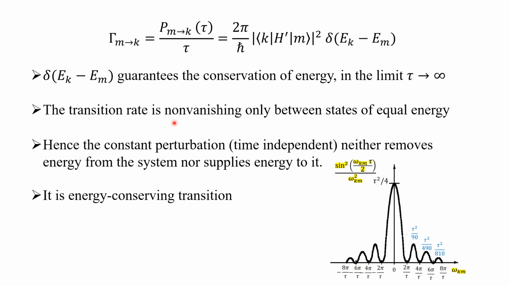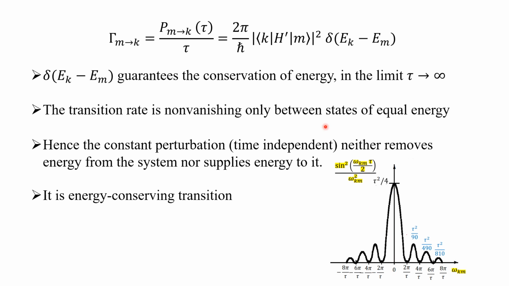So this transition rate is non-vanishing only between states of equal energy. That is a very crucial point. You can see tau is infinite means it is not moving away. The x-axis is 1 over tau, so it is coming closer to the zero origin. At the origin, you can find the particle. When you are moving away from the origin, then the probability of finding the particle is very much less than 1. Your particle is centered around 0.